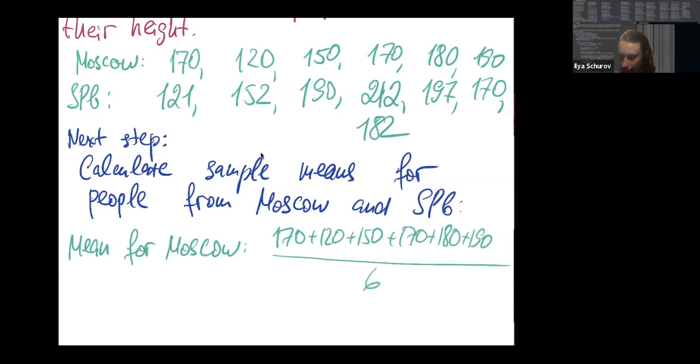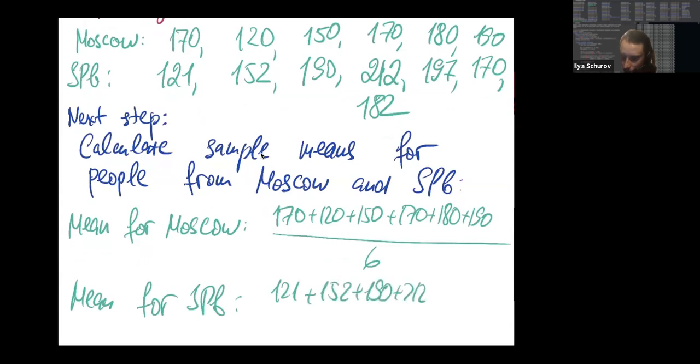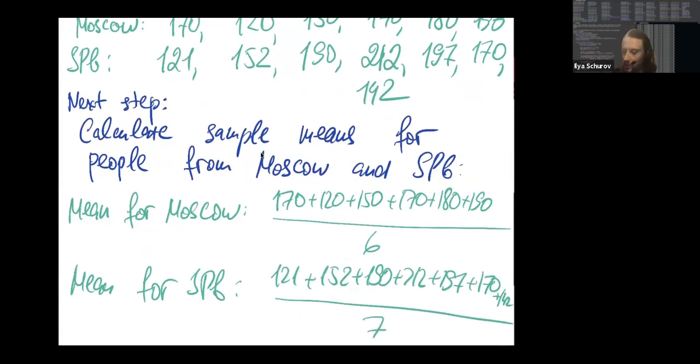I have to divide it by 6. And then I have the mean for St. Petersburg. Okay, let me replace this number with something different. So I have to find two averages. And okay, let me use my computer to find these averages.